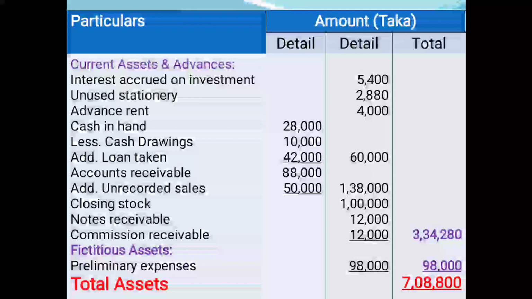Next asset is accounts receivable taka 88,000 from trial balance, and unrecorded sale, this is the adjustment. This amount is to be added with accounts receivable taka 50,000. So at this moment 1,38,000 is the amount for accounts receivable. Closing stock from trial balance 1 lakh, we can get it. Notes receivable from trial balance, we can take it taka 12,000. Commission receivable taka 12,000 from trial balance. At this moment total of current assets and advances, that is short term asset, 3,34,280.